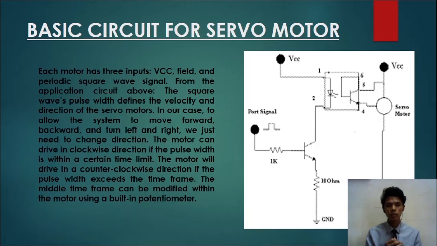From the application circuit above, the square wave pulse width defines the velocity and direction of the servo motors. In our case, to allow the system to move forward, backward, and turn left and right, we just need to change the direction. The motor can drive in a clockwise direction if the pulse width is within a certain time limit. The motor will drive in a counterclockwise direction if the pulse width exceeds the time frame. The middle time frame can be modified within the motor using a built-in potentiometer.